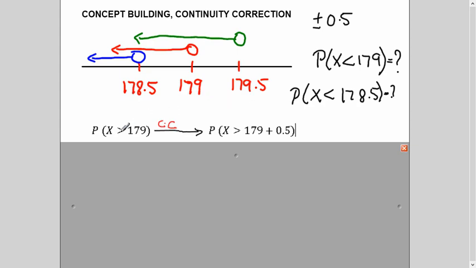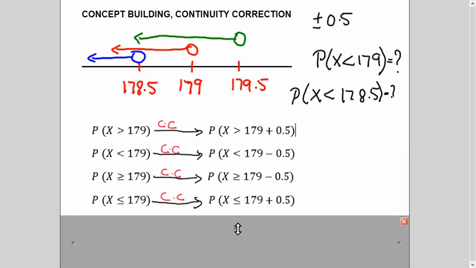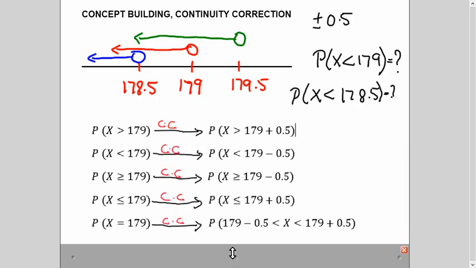When the question is saying x is greater than 179, it means this is not included. So you will go from here. That's why you add 0.5. Similarly, I have done the work here for you, and I would like you to draw a number line for each case and see if you understood or not. If you cannot do it, then you can write in the comment and I'll explain it to you.